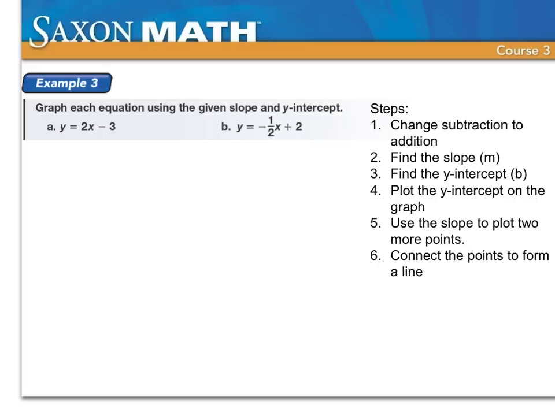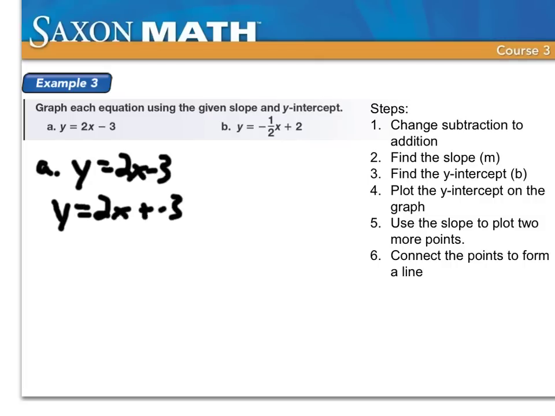I'm not going to say them all to you, I'm just going to go through them with you. Okay, so if I want to do A here, the first thing I should do is change subtraction to addition. First I'm going to write the problem like it looks, and I'm going to change the subtraction to addition. So now I'm going to make it say y equals 2x plus negative 3.